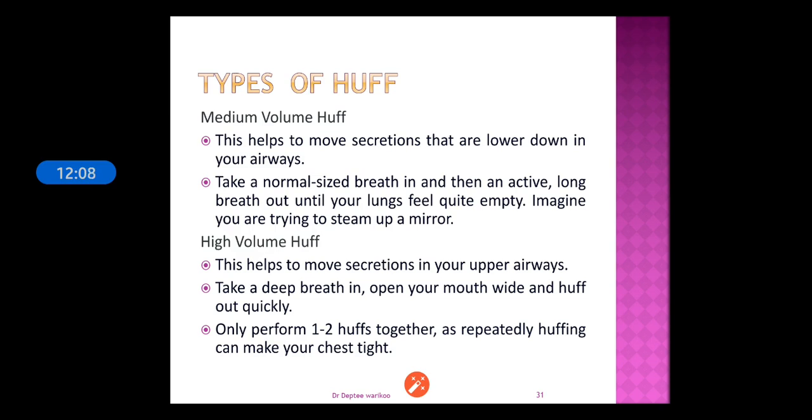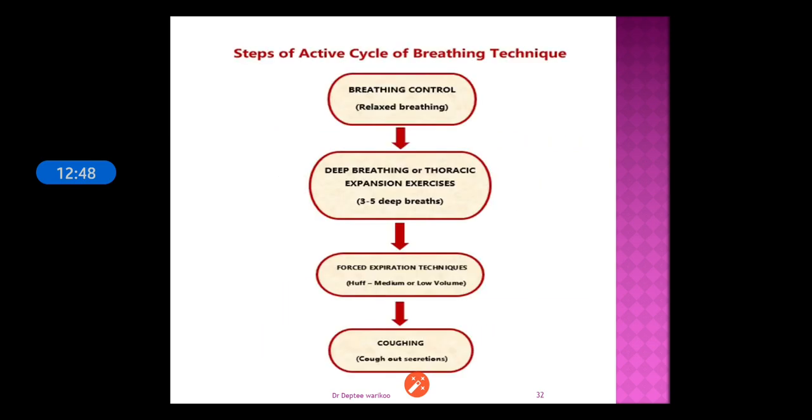Before that, we should know we can have two types of huffs, a medium volume huff and a high volume huff. The medium volume huff helps to move secretions that are lower down in your airways. Here we take a normal size breath in and then an active long breath out until your lungs feel quite empty. Okay, then the high volume huff. This helps to move secretions in your upper airways. Here we take a deep breath in, open your mouth wide and huff quickly. They are performed only 1 to 2 huffs together, as repeatedly huffing may make your chest more tight.